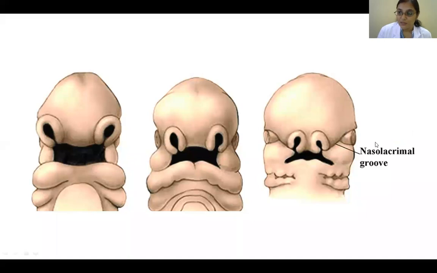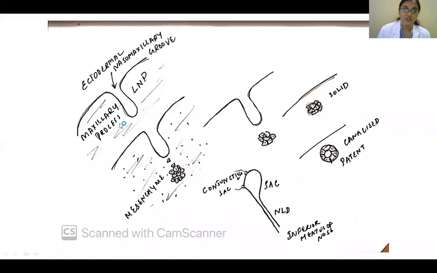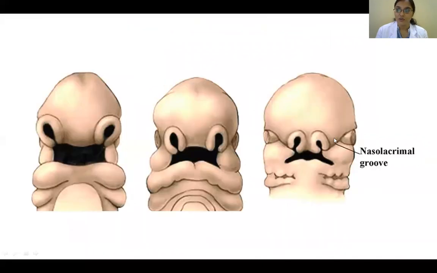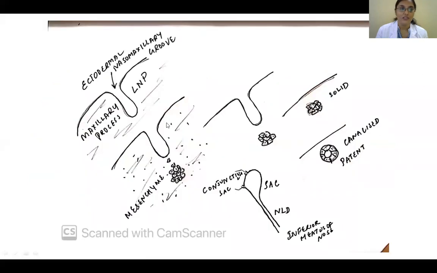So this nasolacrimal groove has something to do with the nasolacrimal duct. I've just drawn this here. I told you, this groove is nothing but a depression, an ectodermal depression. So when you cut it and look, this is the lateral nasal process, this is the maxillary process, and in between is the groove. The same I've drawn here: the maxillary process, the lateral nasal process, and this is actually the groove. We named it by looking from this side, and we say that this is a nasomaxillary groove.